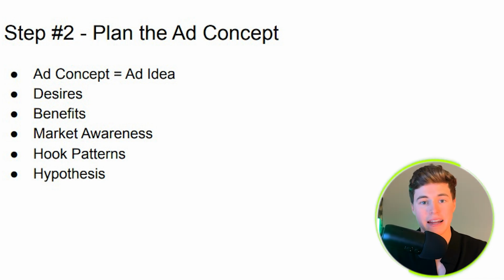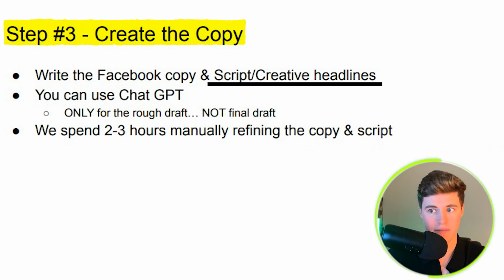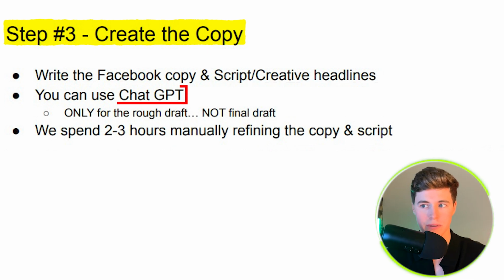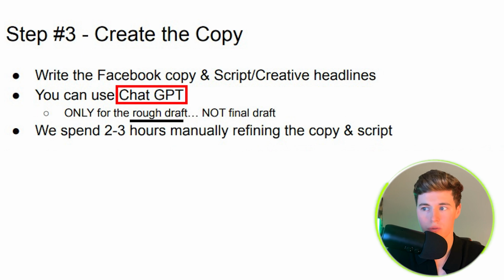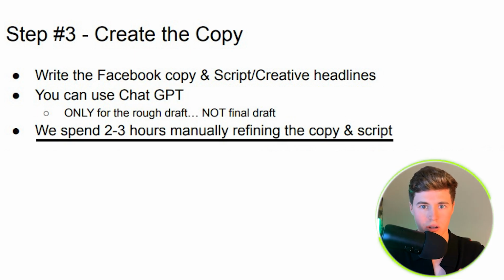Once we plan out the ad concept in a rough draft, then we're going to create the copy. We write the Facebook copy, and we write the script or the creative headlines if it's a graphic. This is where we can use ChatGPT, but we only use it for a rough draft. This is not a final draft. We're going to spend 2 to 3 hours manually refining the copy and the script that we end up using, because ChatGPT is just going to organize our thoughts into a rough idea.